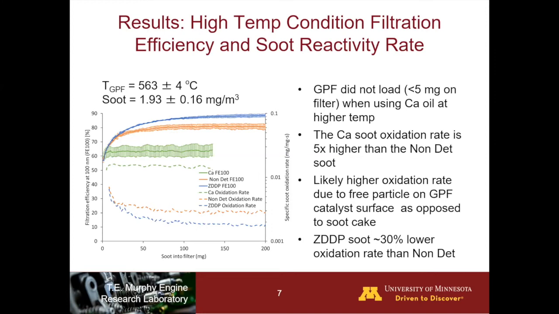And the green curves are the calcium, and you can see that the filtration efficiency of the calcium doesn't really change over time. So this shows that the GPF isn't loading, and basically all the soot that's coming in is being oxidized. And so this is the reason that the oxidation rate, which is shown in the dashed green line, is much higher than the other 2 oils. So it's about 5 times higher than the non-detergent oil.